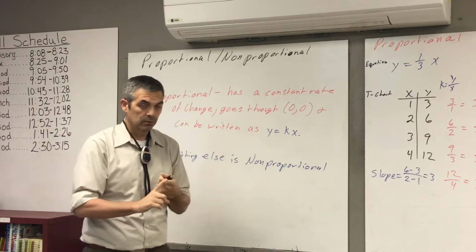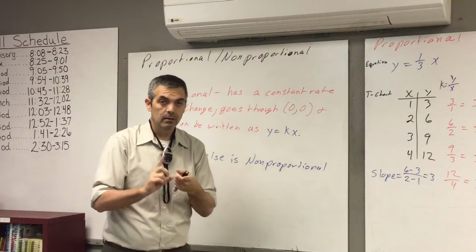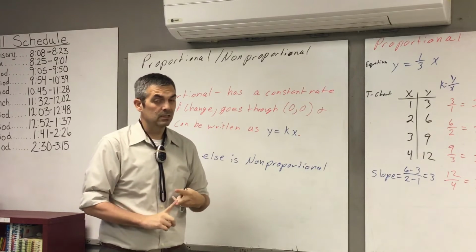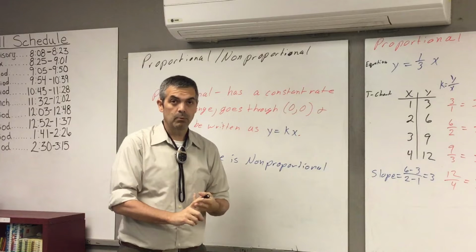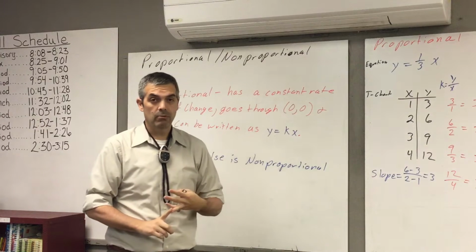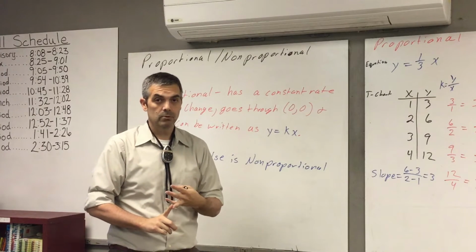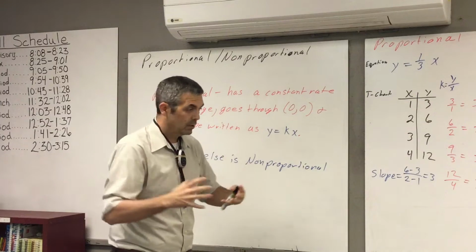You need to be able to look at the equation of the line and tell me. You need to be able to look at the t-chart or t-graph, however they want to call that, and tell me if it's proportional or non-proportional. And you got to be able to look at a graph and tell me if it's proportional or non-proportional. So let's take a look at this.